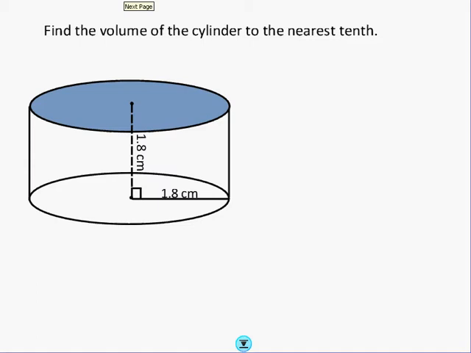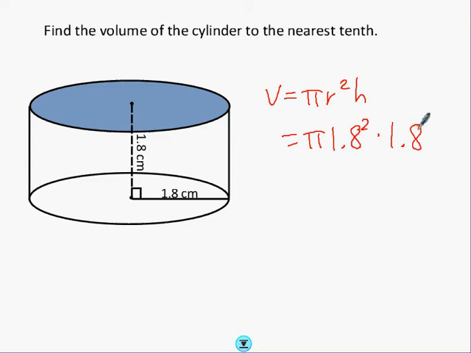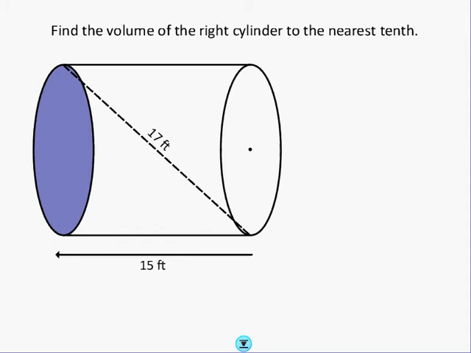All right, simple example here. Volume equals pi r squared h. Pi, the radius is 1.8 centimeters squared, times the height, which is also 1.8 centimeters. I can't do that in my head, but the calculator is pretty good at it. I do want to make sure that you realize this is the radius of the base, this is the height of the cylinder. Okay, this is a right cylinder.